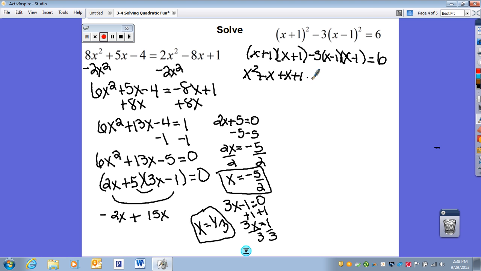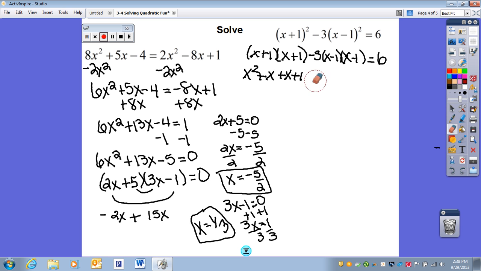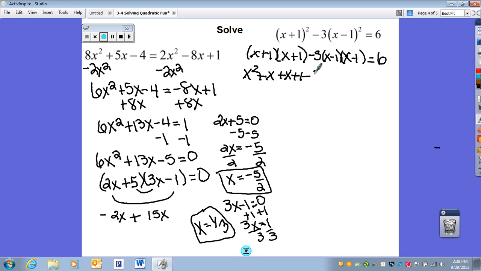Then I have negative 3, and I'm going to multiply those two binomials together. And I have x squared minus 1x plus 1 is equal to 6. So if I combine like terms in our first section, that gives me x squared plus 2x plus 1. And then if I combine these together, that gives me a negative 2x.